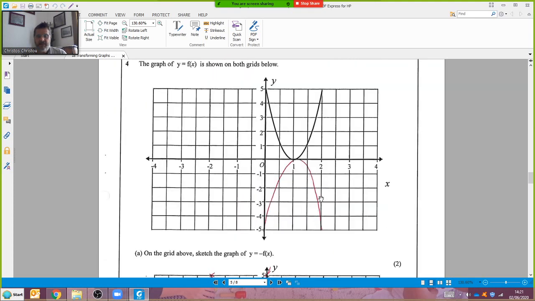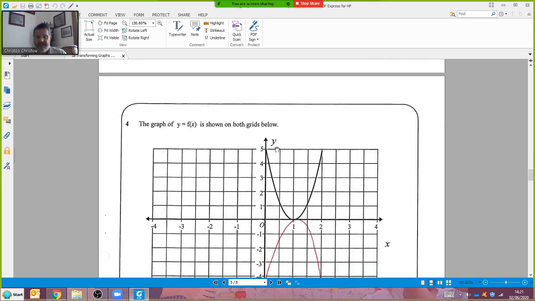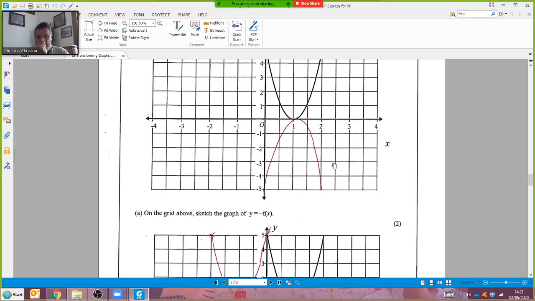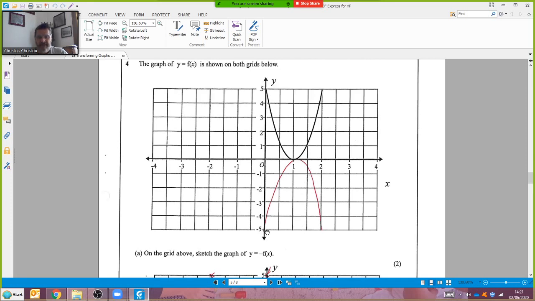What's next? Oh, now it gets really easy. Got to draw it. So here's the standard function. That'll be y equals x squared plus whatever. Right, so minus f of x, draw a reflection. So I've got 0, 5, aim for 0, minus 5. I've got 2, 5, aim for 2, minus 5, and make it look nice and curvy.